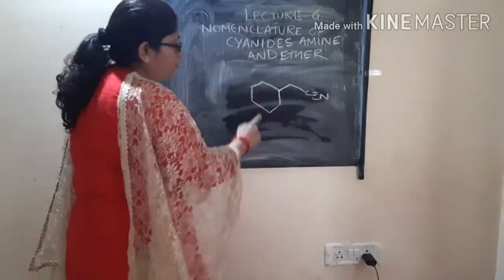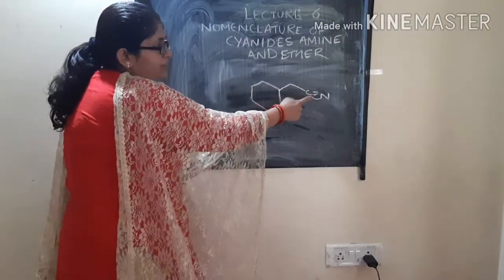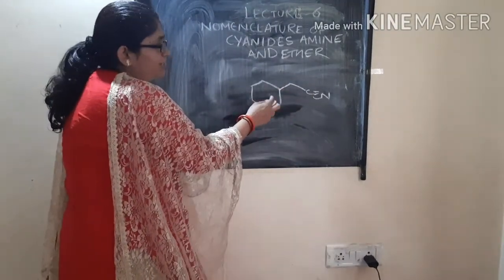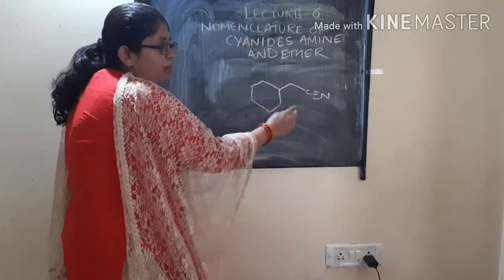Understood? Now you can see this structure. There is one carbon between the functional group and the ring. So it is not directly attached. This functional group is not directly attached. So how will you name it?